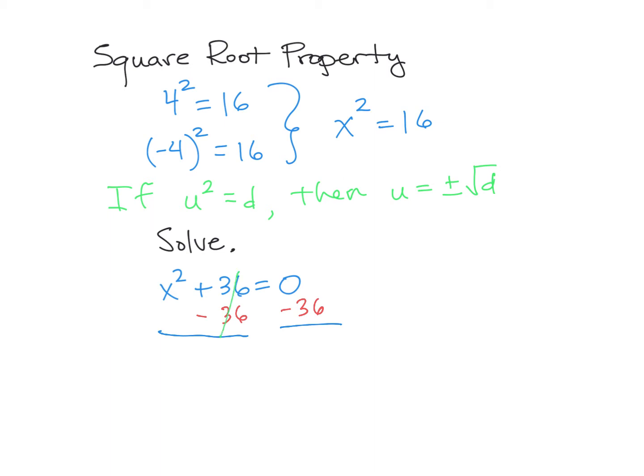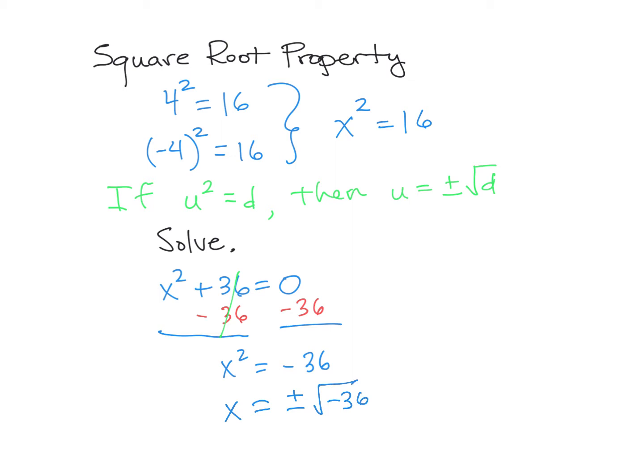then x squared equals negative 36. And now I have something squared equals a number. So if something squared equals a number, I'm going to invoke this square root property and say that the squared thing, in this case x, this is my squared thing, is going to equal either the positive or the negative square root of that number. So x can equal either the positive or the negative square root of that number.